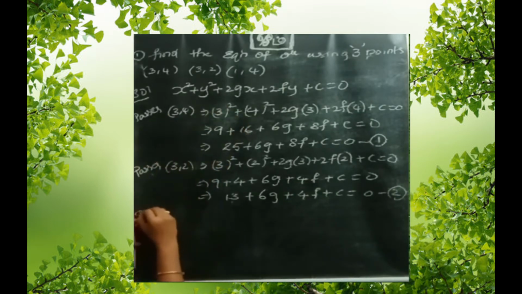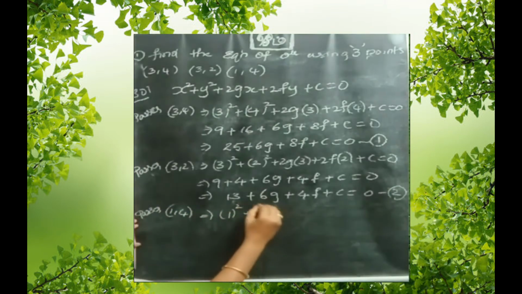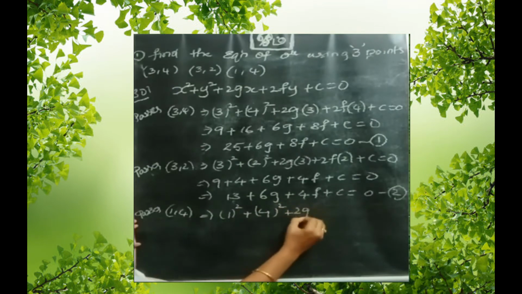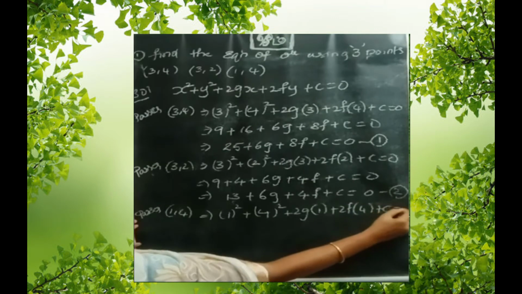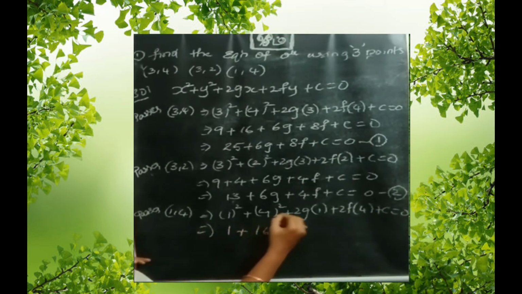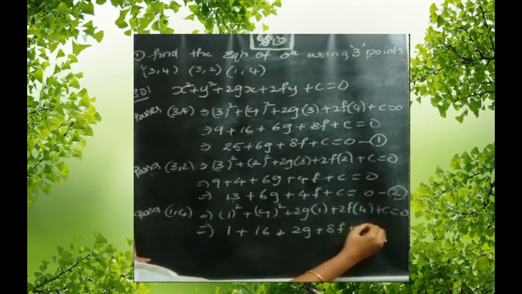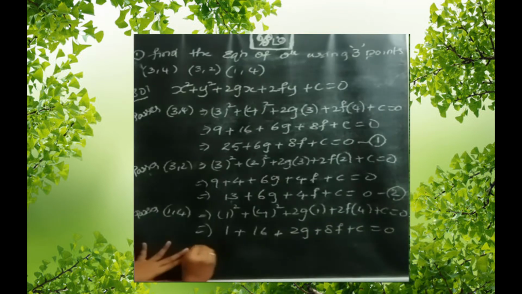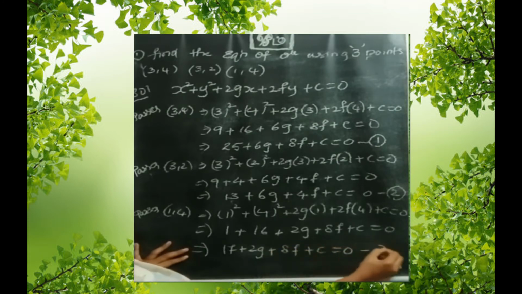Likewise, substitute (1, 4): 1 squared plus 4 squared plus 2g of 1 plus 2f of 4 plus c equals 0. 1 plus 16 plus 2g plus 8f plus c equals 0. So 17 plus 2g plus 8f plus c equals 0, which is our third equation.